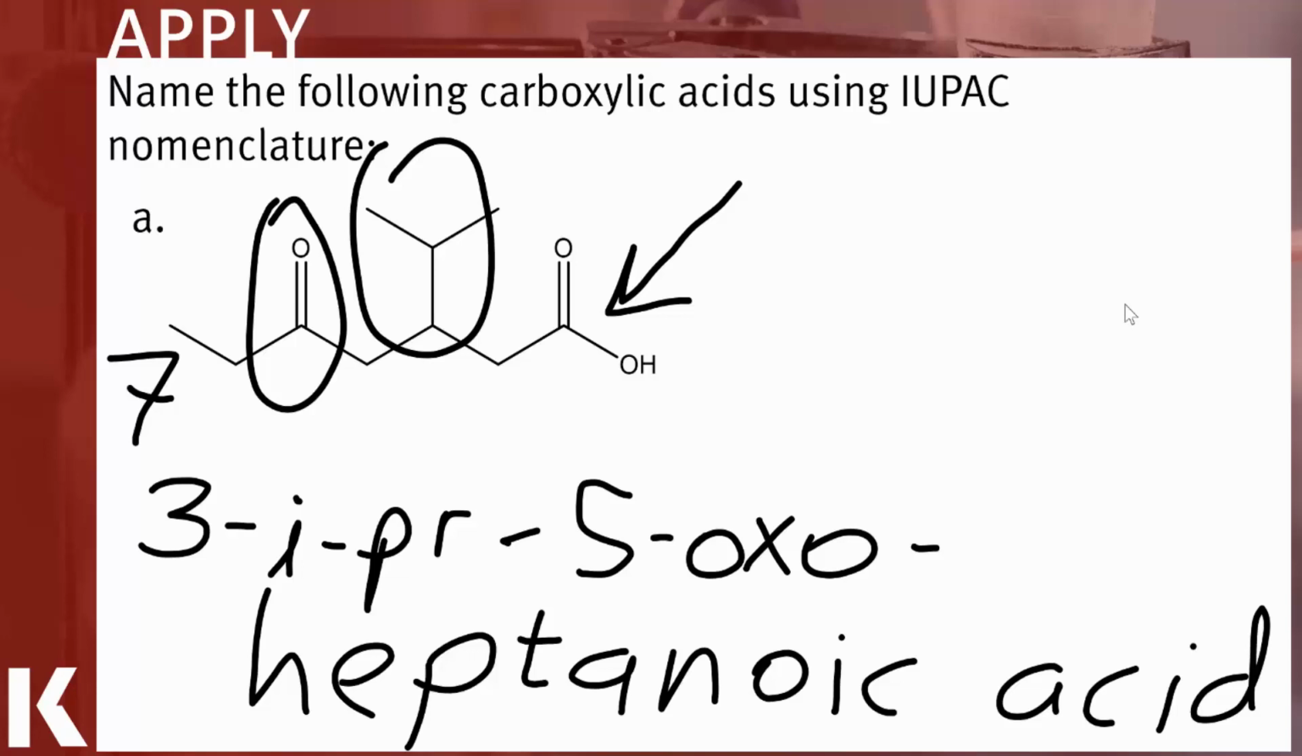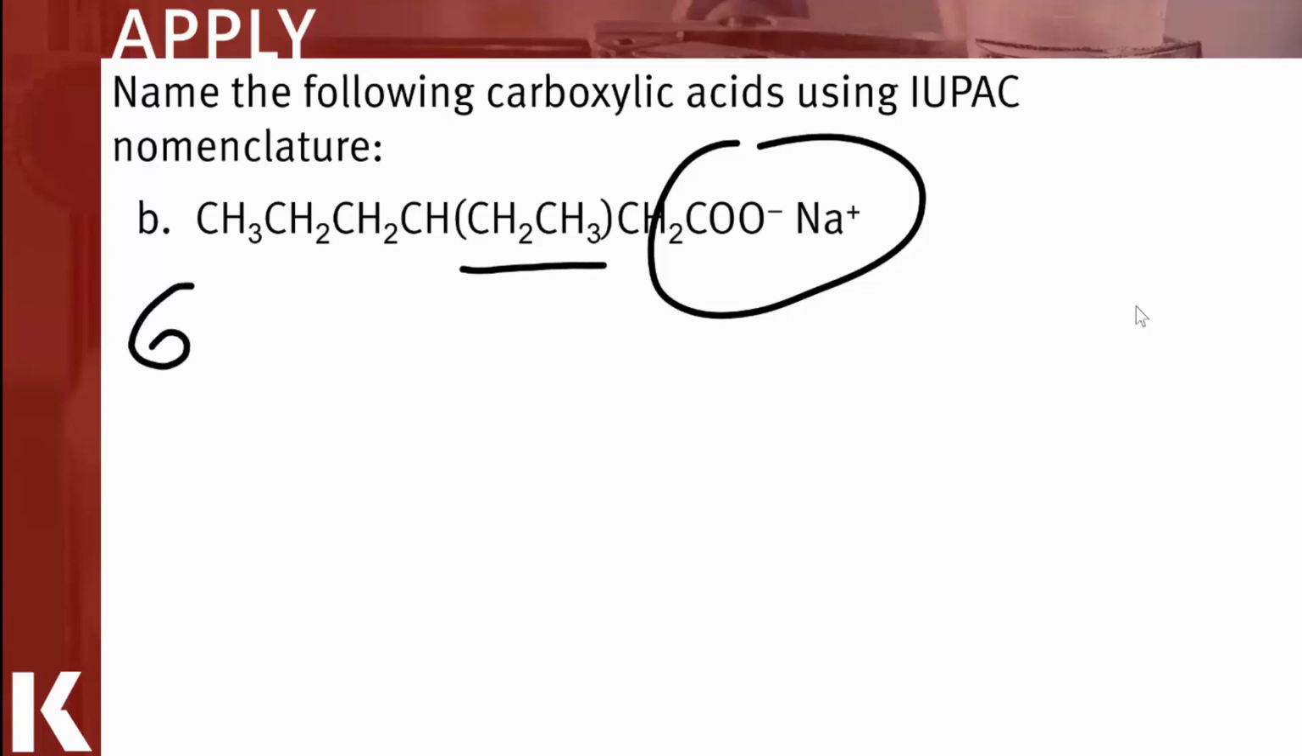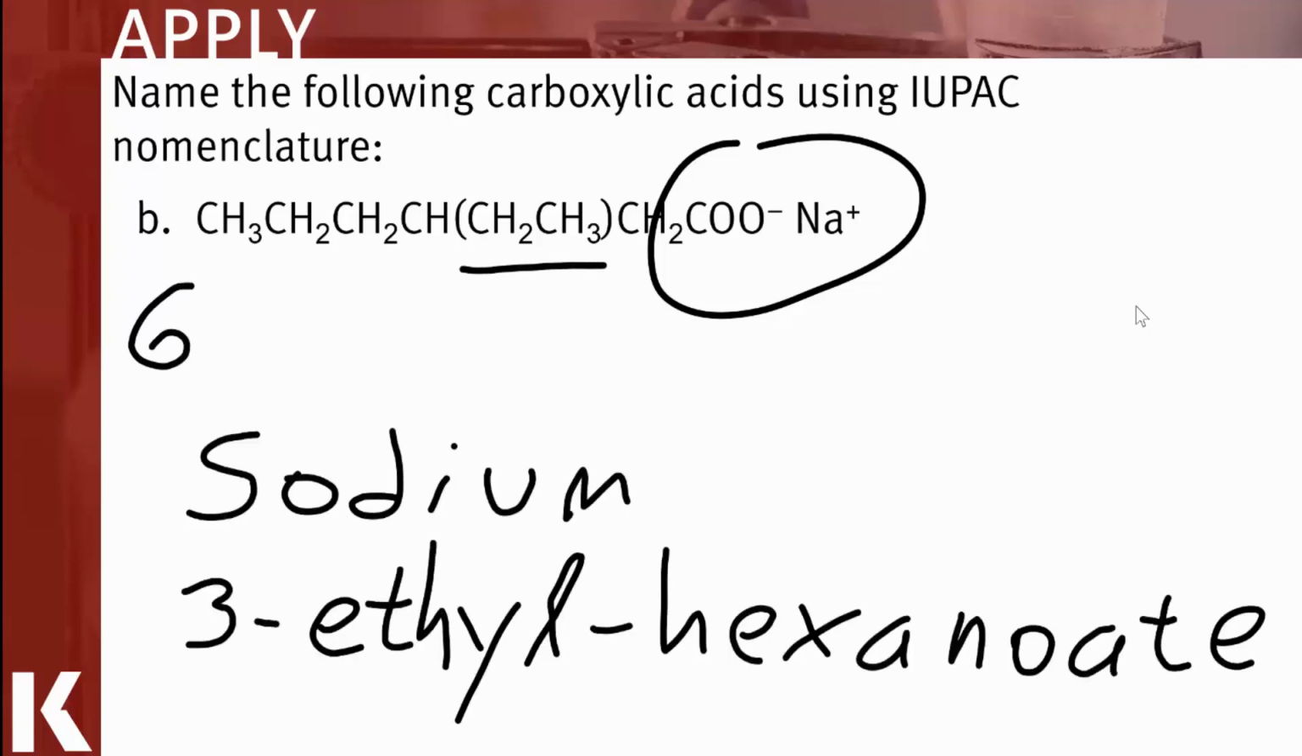Let's take a look at another. In this example, we have a sodium salt of a carboxylic acid, so our name will begin with the cation sodium. The rest of the molecule has an ethyl group and a total of 6 carbons. So, putting that all together, we have sodium 3-ethylhexanoate, where we've converted the end of the carboxylic acid name from -oic acid to -oate.